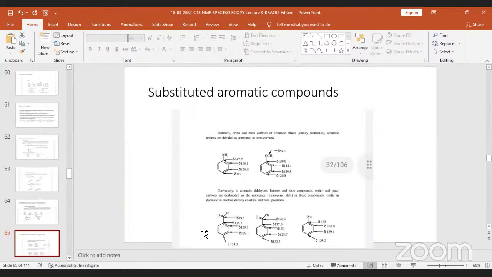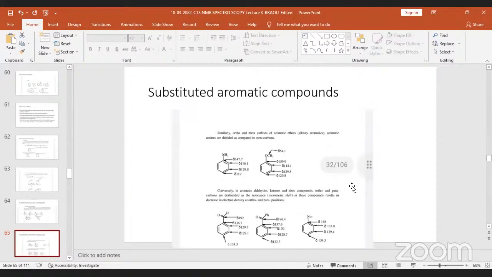And now the benzene ring is attached to electronegative groups, I mean electron withdrawing groups. These are electron donating groups. These are electron withdrawing groups. So they will take away the electron density from the aromatic ring. So they will decrease the electron density at ortho and para positions. And as a result, the ortho and para carbons are shifted downfield, 130 and 132.